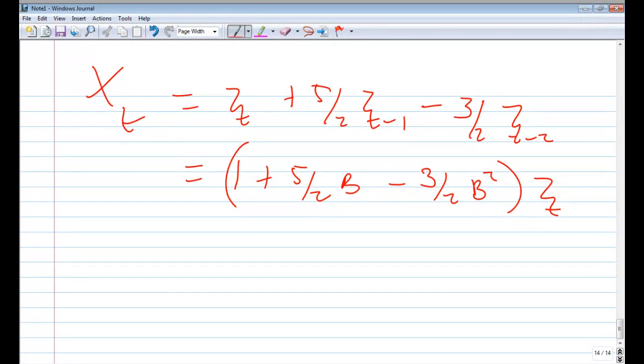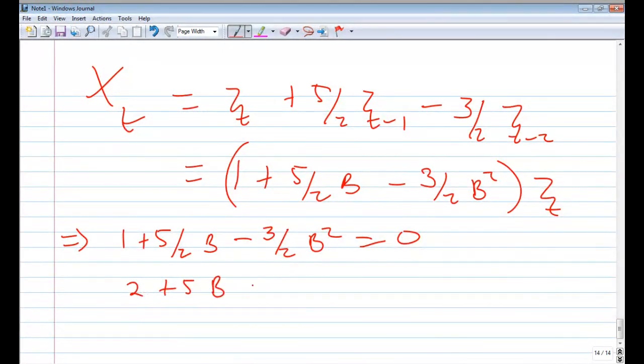Okay, then after writing this one, I take everything within the brackets. This implies that 1 plus 5/2 b minus 3/2 b squared is equal to 0, isn't it? So this can also be written as 2 plus 5b minus 3b squared. Do you agree? Same as mine, this can also be written by taking everything to the other side: 3b squared minus 5b minus 2 equal to 0, isn't it?